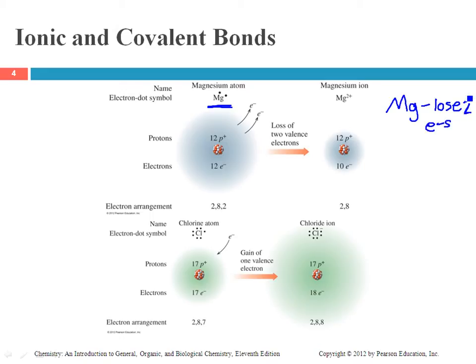Okay, so if we look at magnesium, it has an atomic number of 12, so it has 12 protons and 12 electrons. In order for it to have a noble gas configuration, it's going to have to lose 2 electrons to be like the nearest noble gas, which is neon. Okay? And so if it loses 2 electrons, it's going to have now 10 electrons.